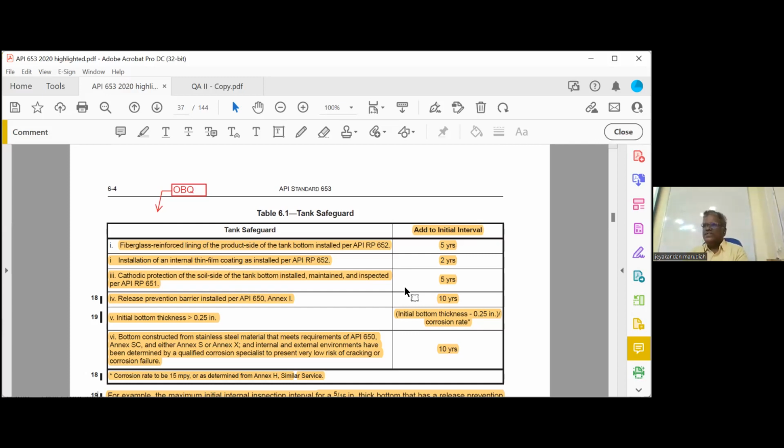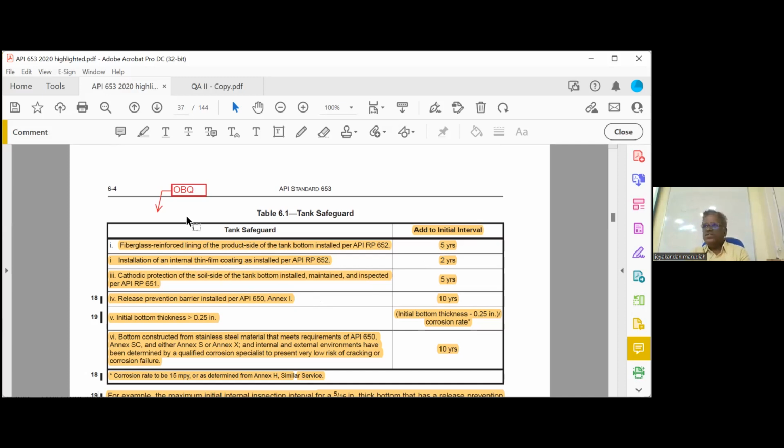Is this understood? So again I will repeat: internal inspection is used to check the condition of the bottom. Without any additional features, 10 years is the minimum interval we have to follow. If you have additional features, you have to add whatever you have. But the total cannot be more than 20 years. Suppose it comes to 25 years, you cannot do 25. The maximum allowed is 20 years without a release prevention barrier. Suppose it comes to 40 years, the maximum allowed is 30 years with the release prevention barrier. So what are the additions? If you have FRP lining on the product side, as per 652, you can add 5 years.